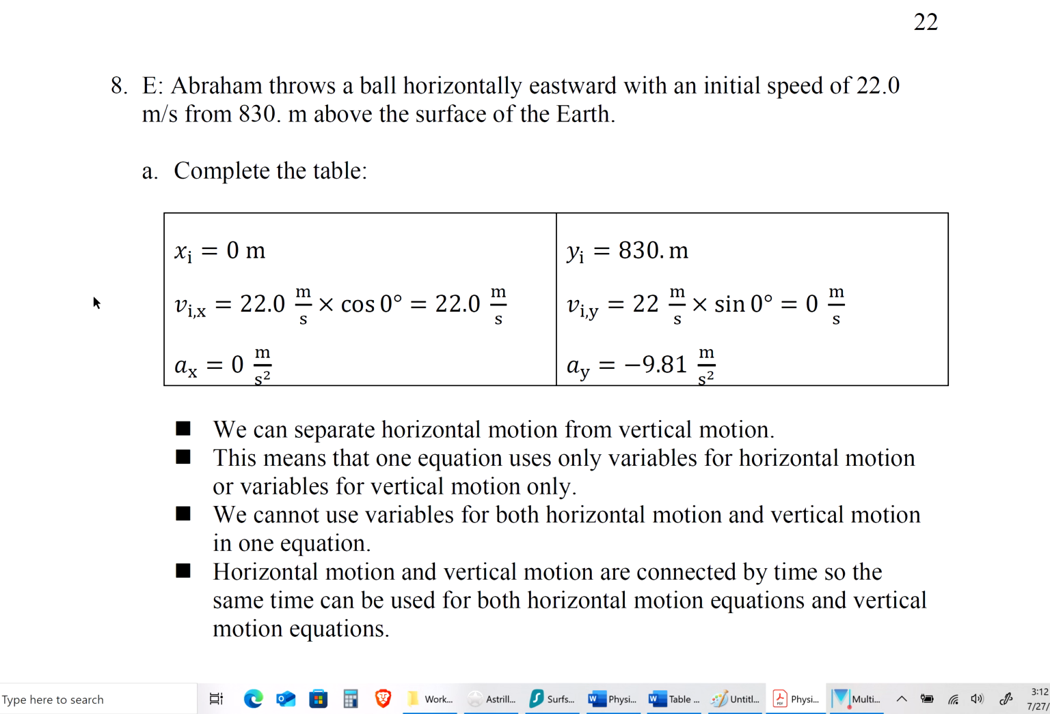Question 8. Abraham throws a ball horizontally eastward with an initial speed of 22 meters per second from 830 meters above the surface of the earth. So part A, complete the table. Let's just let x initial be 0, y initial be 830. It's thrown horizontally, so theta is 0.